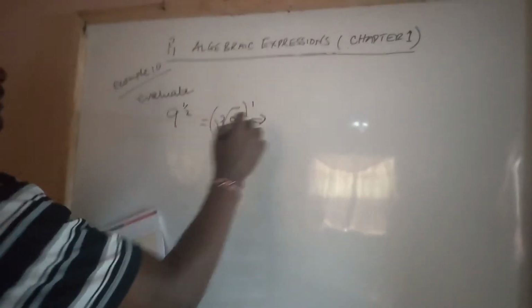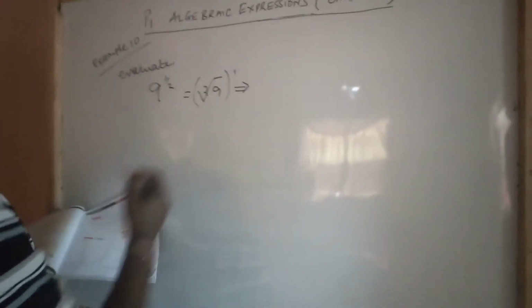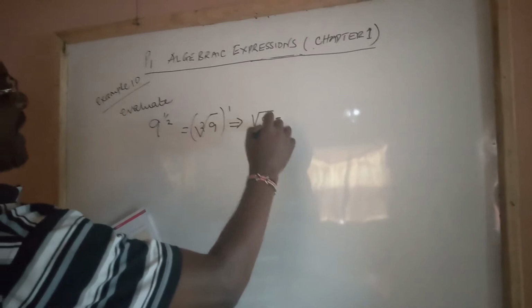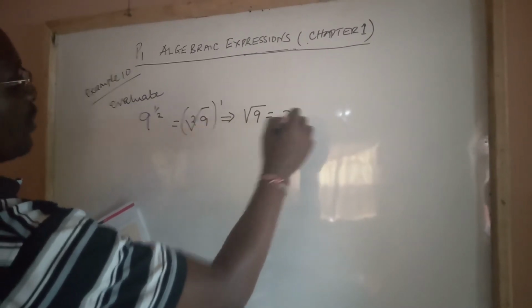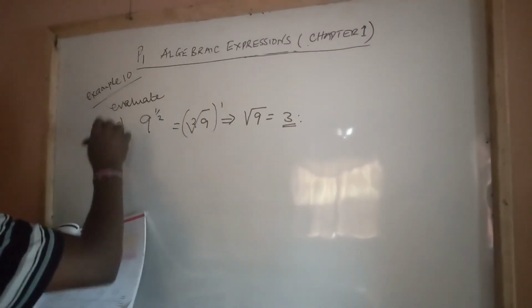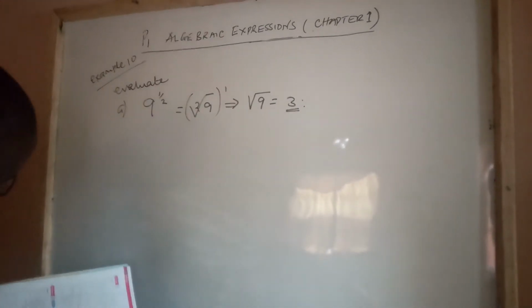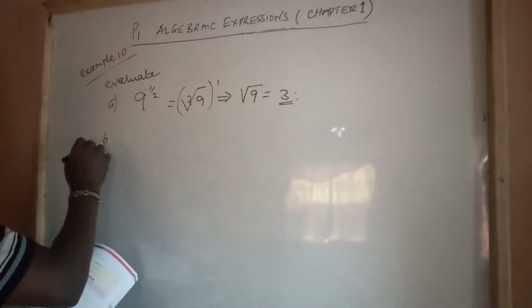1. Normally, when we are talking about the square root, we do not necessarily write the 2. So it is simply the square root of 9, which is widely known to be 3. That is as far as part A is concerned. What about part B?